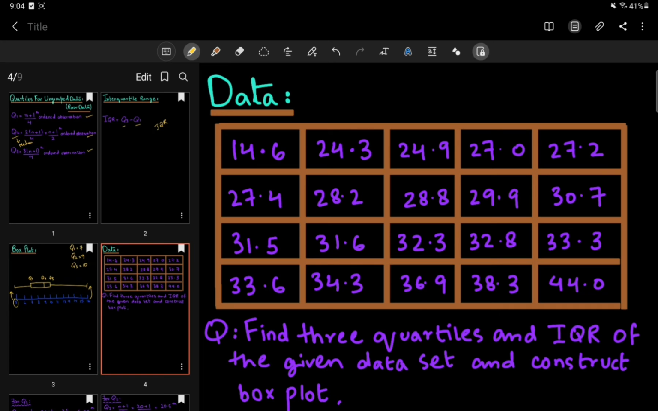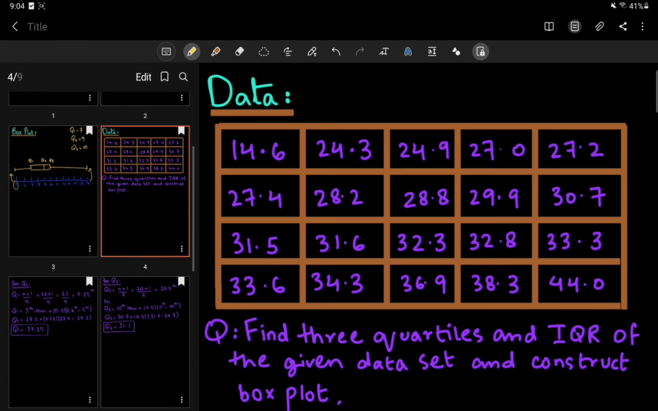So here is the data. The question is, find the 3 quartiles and IQR of the given data set and construct the box plot. When we are dealing with quartiles, we have to arrange the data in ascending order if it is not given in ascending order. But here this data is given in ascending order, so we will just continue.